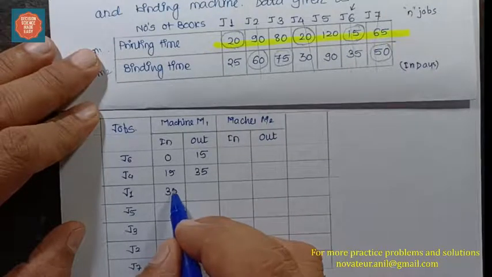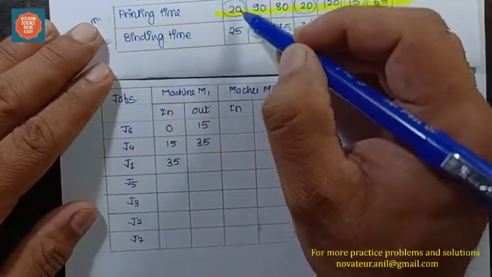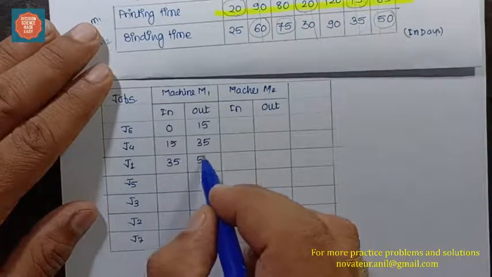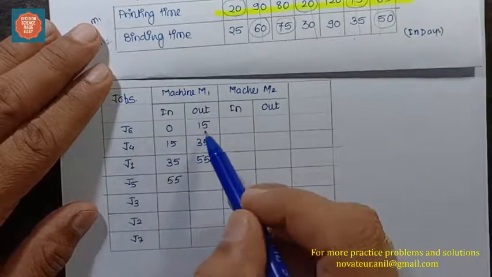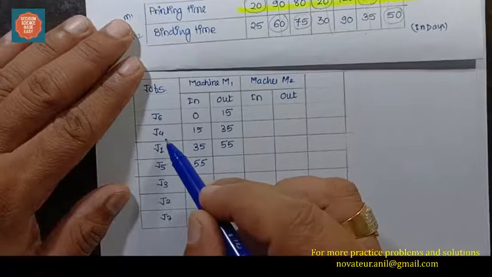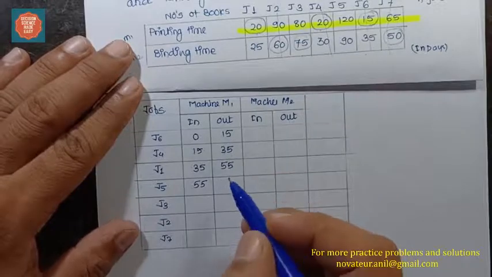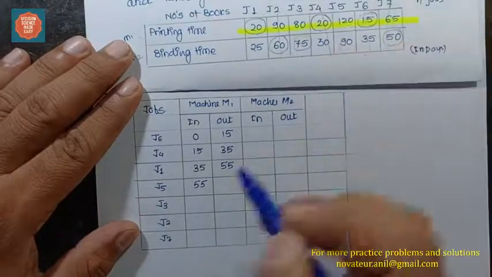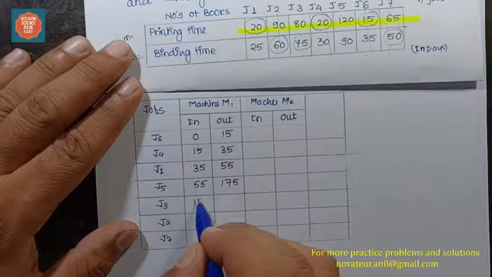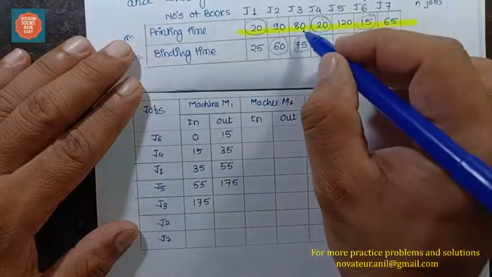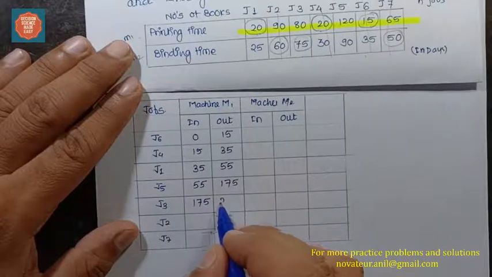Again, as I said, the rule is that immediately the next job will be processed. So J1 is 20, so 35 plus 20 is nothing but 55. Next job will start at 55. So what I'm doing, the moment the previous job is finished, the next job starts at exactly the same time. If you can see, diagonally the time is same. So 55. Now J5 is 120. So 55 plus 120 is nothing but 175. So the next job will start at 175 plus J3 is 80. So 175 plus 80 is nothing but 255.